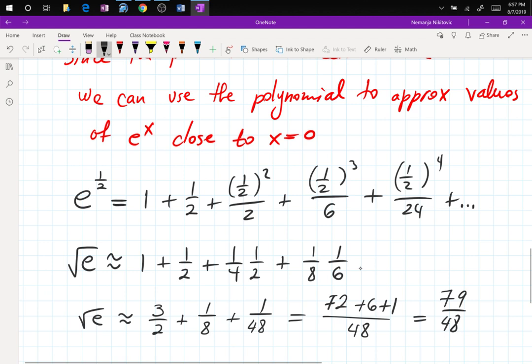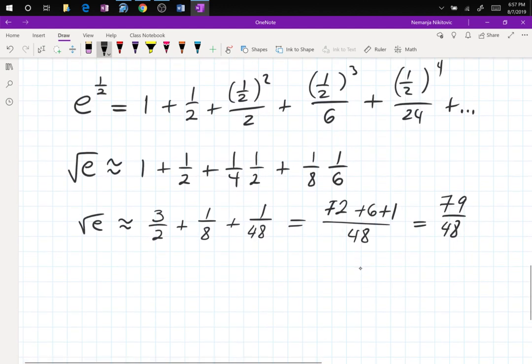Let's see how well we did with this approximation. If I go to the calculator, 79 divided by 48 is going to give us about 1.6458. And the square root of e on the other side is going to be approximated by 1.6487. We got the sense correctly by computing a half in a polynomial rather than computing the actual. This stuff is powerful.